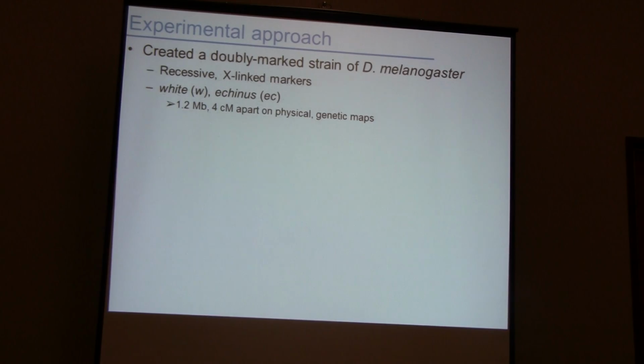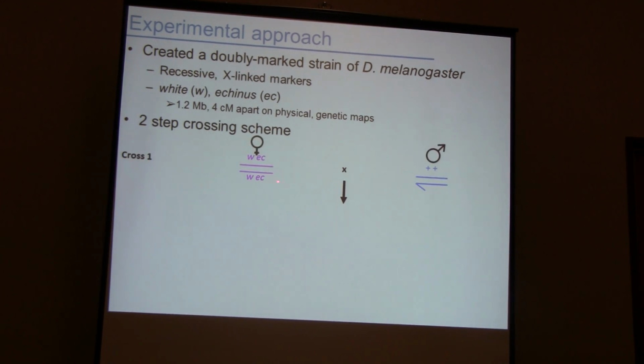And so we used a similar approach to the Cirulli et al. study to create an experimental map of a particular region of the melanogaster X chromosome, and we wanted to get a map of very high resolution, and so our goal was to survey 10,000 recombination events and localize them with kilobase level precision. So the first step in this experimental approach was that we created a doubly marked strain of Drosophila melanogaster. This strain is marked with 2 visible X-linked markers that are recessive, corresponding to mutations in the genes white and echinus. White and echinus are about 1.2 megabases apart on the physical map and 4 centimorgans apart on the genetic map. And we used a 2-step crossing scheme to identify males that had a single crossover event between the genes white and echinus.